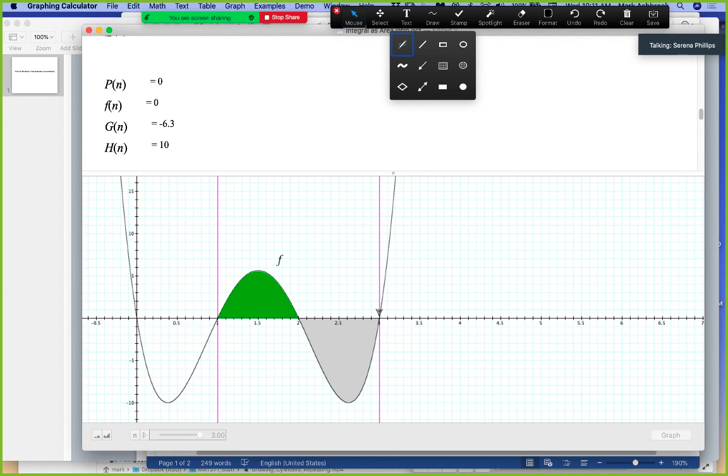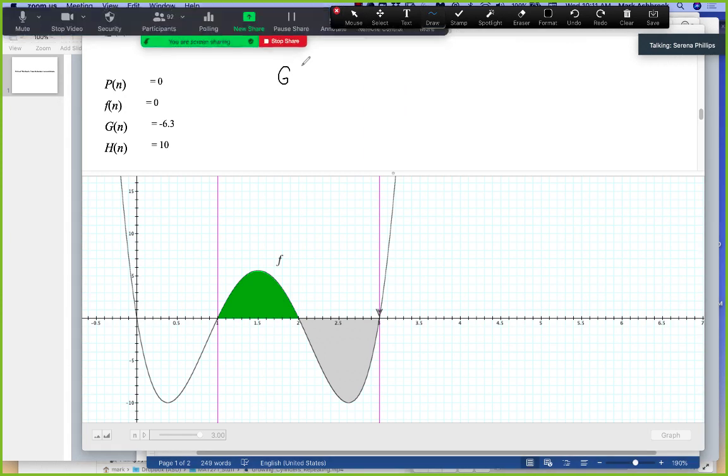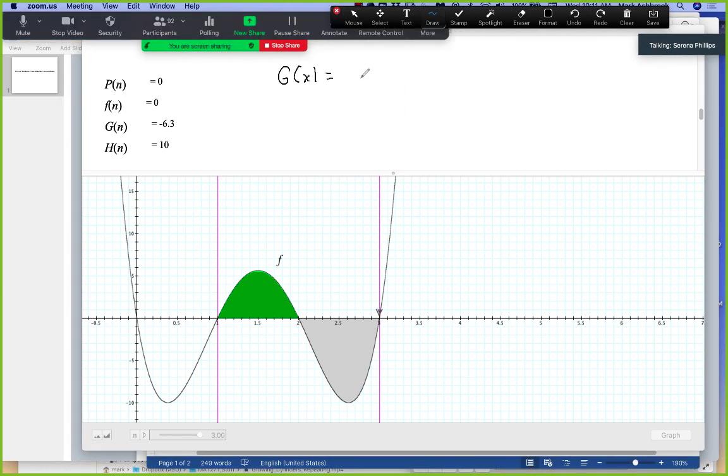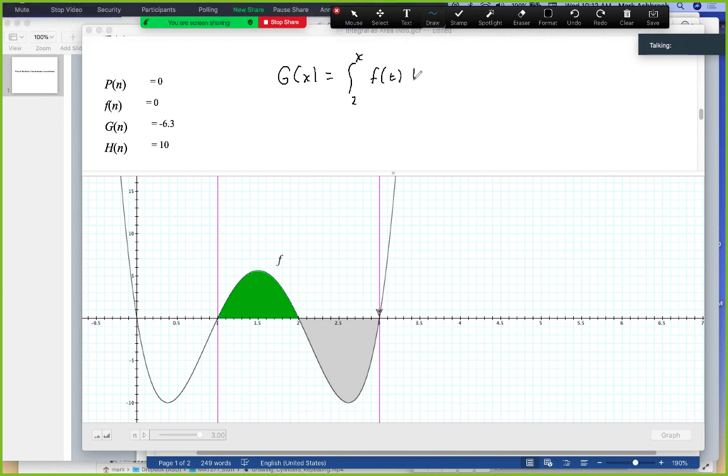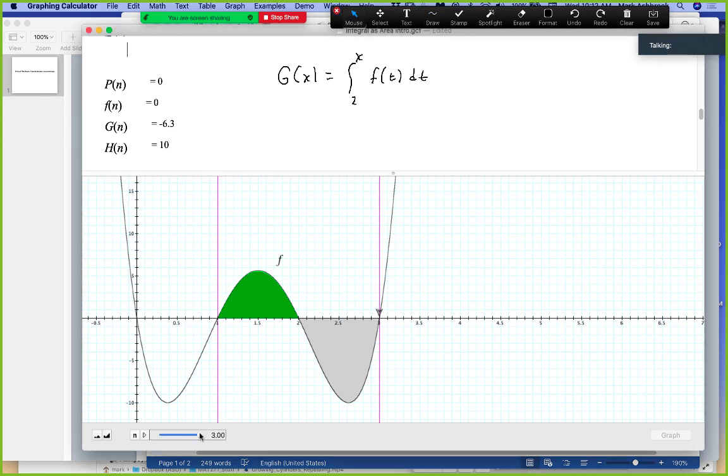Could it be the integral from 2 to x of our little f function? Okay, she's offered up the integral from 2 to x. And you want to use little f of t. And we could have used capital P too, right? So we know those are the same. What do the rest of you think? Does that make sense? Yeah, that makes sense.